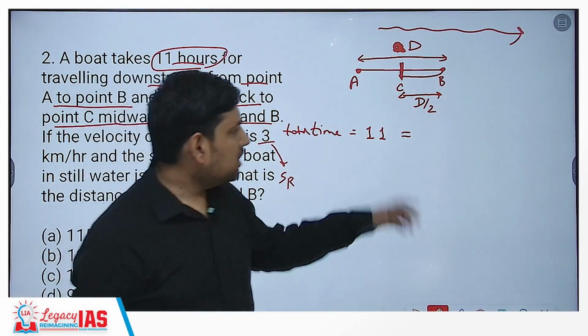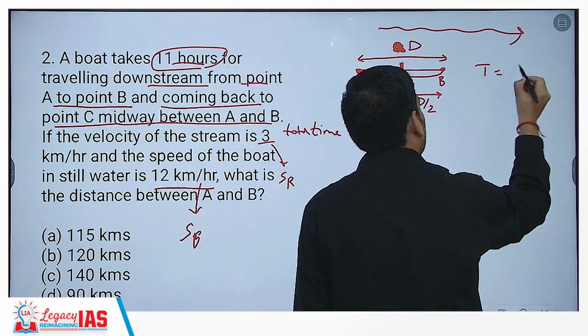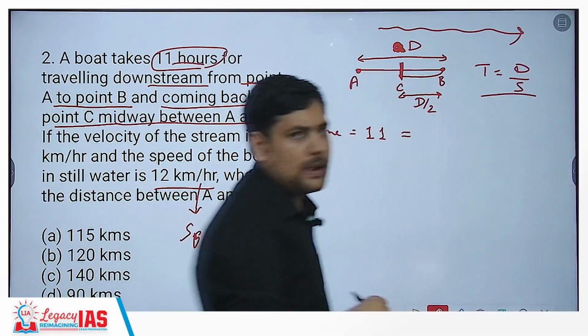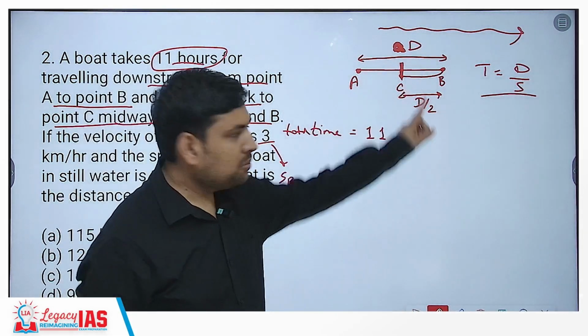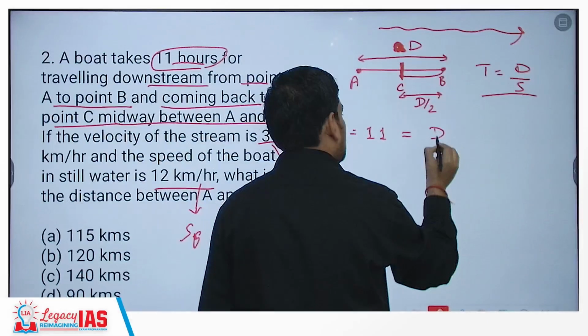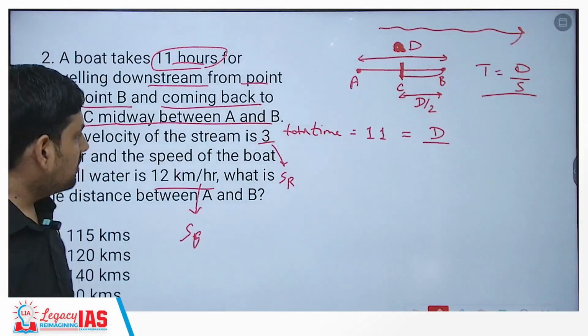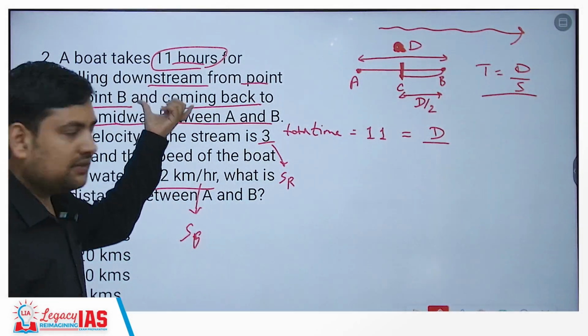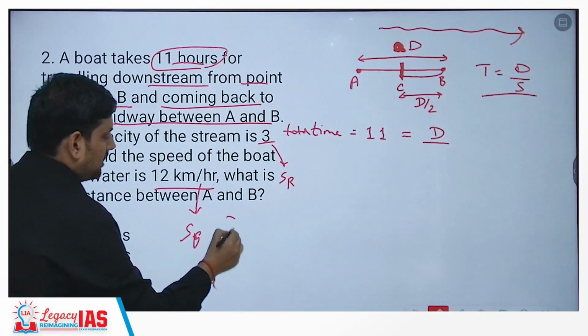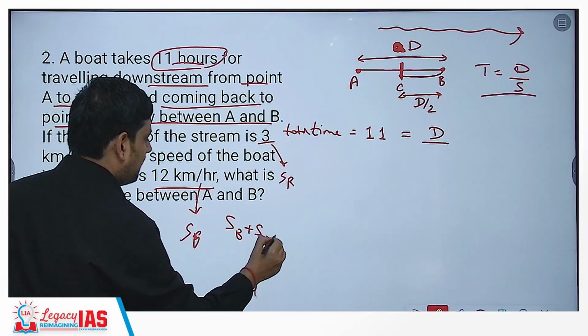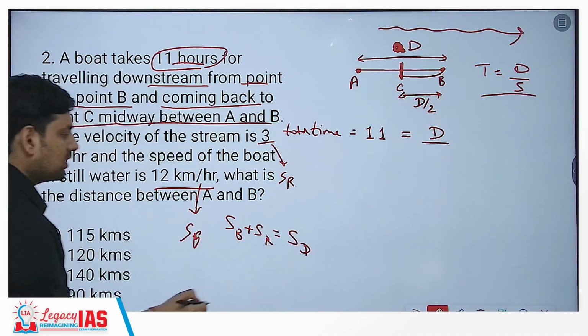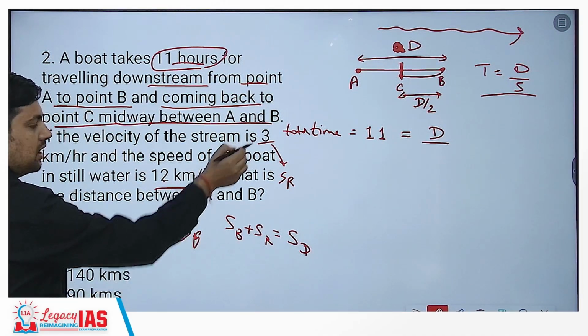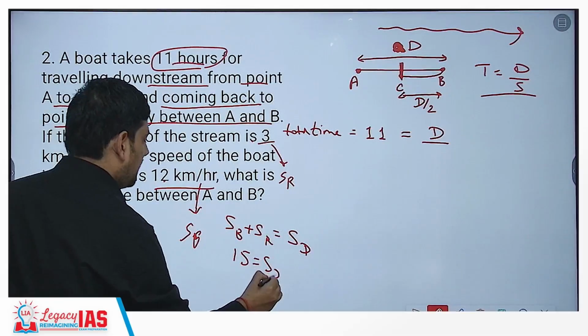This will be equal to, time is equal to distance upon speed for both the journeys. So from A to B, what is the distance? Distance is d. What is the speed? Because it is going downstream first, speed will be speed of boat plus speed of river. This is speed while going downstream. So this is 12 plus 3, that is 15. So speed while going downstream is 15.